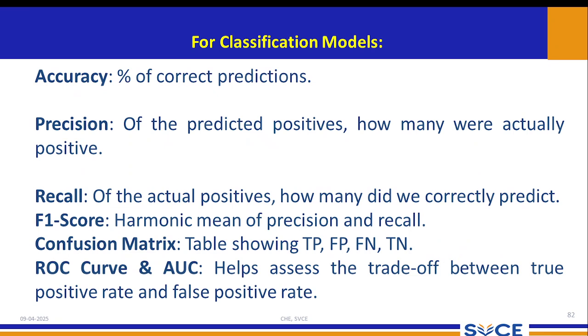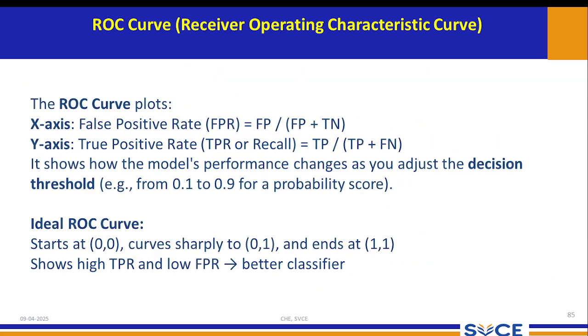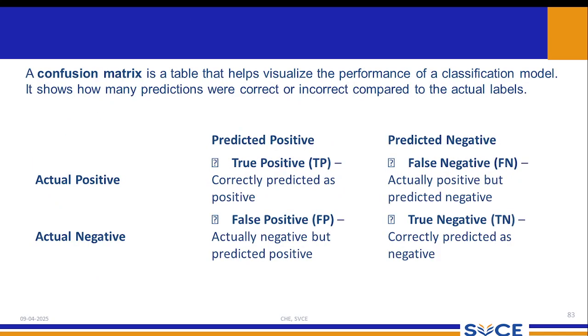For classification models, we have accuracy, precision, recall, F1 score, confusion matrix, ROC curve, and area under the curve. The ROC curve is nothing but a receiver operating characteristic curve. On the x-axis and y-axis, you have the false positive rate and the true positive rate, which can be calculated from the false positives, true negatives, true positives, and false negatives. When you go back to this slide, I explained this when I taught you this content, the corona scenario.